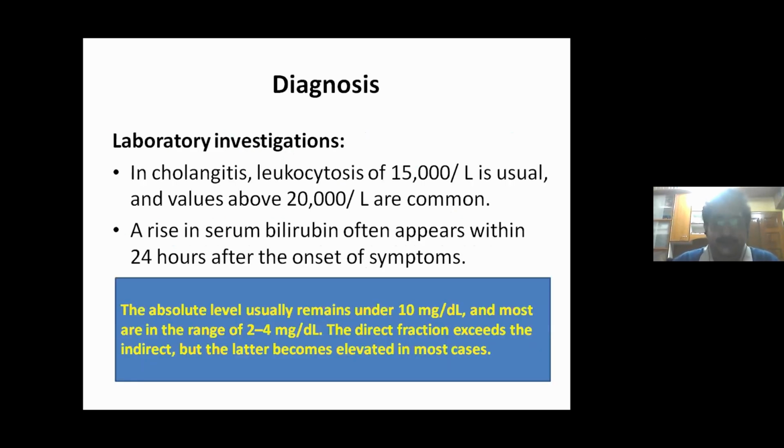Now coming to the choledocholithiasis part again. So, diagnosis. On laboratory investigations in cholangitis, there will be leukocytosis of 15,000 per microliter, and values above 20,000 per microliter are common. A rise in serum bilirubin often appears within 24 hours after the onset of symptoms. The absolute level usually remains under 10 mg per deciliter and most are in the range of 2 to 4 mg per deciliter. The direct bilirubin exceeds the indirect.